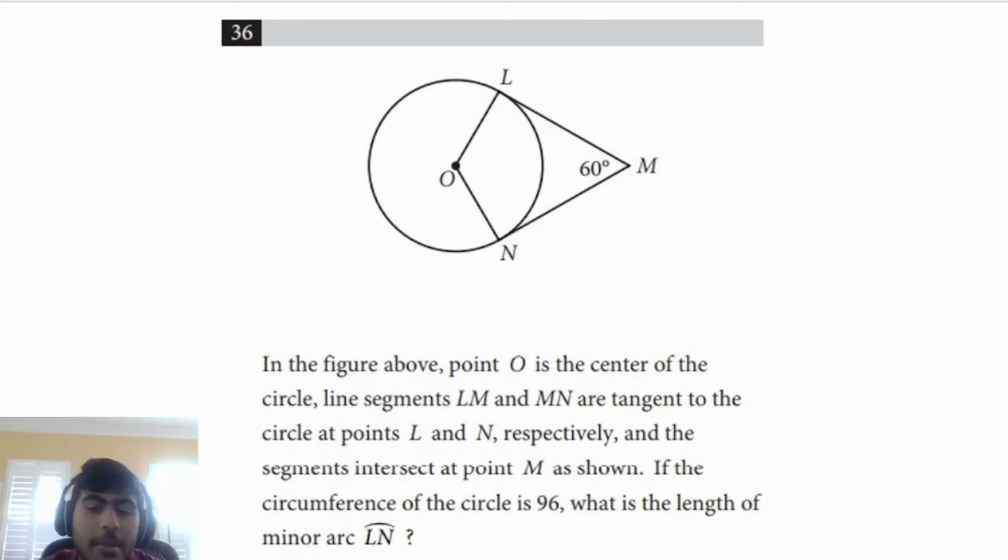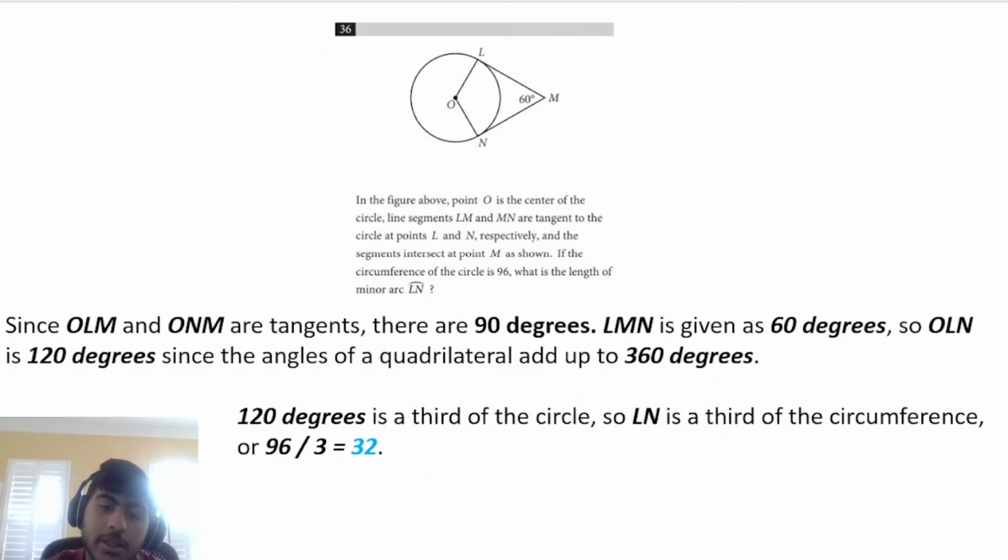Line segments LM and MN are tangent to the circle at points L and N respectively, and the segments intersect at point M as shown. The circumference of the circle is 96. What is the length of minor arc LN? Well, let's see what we can do with this.